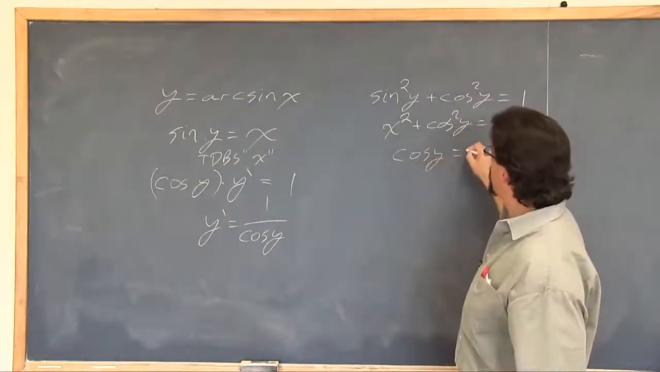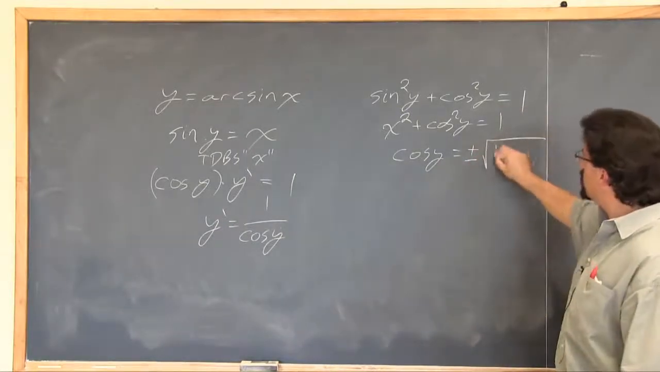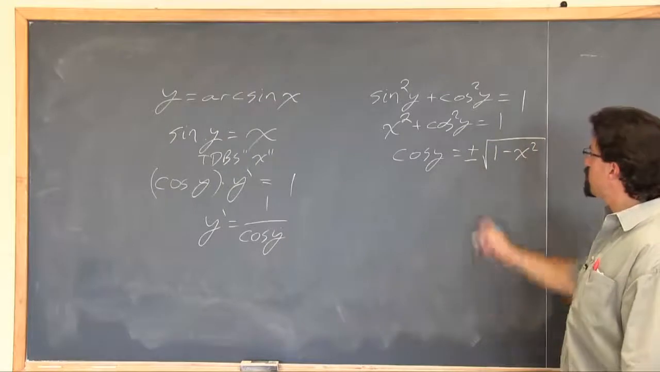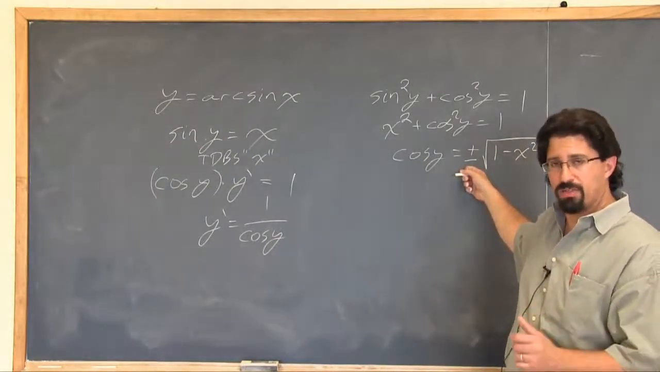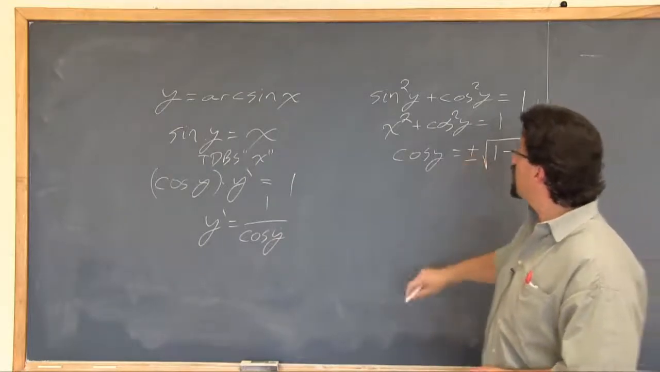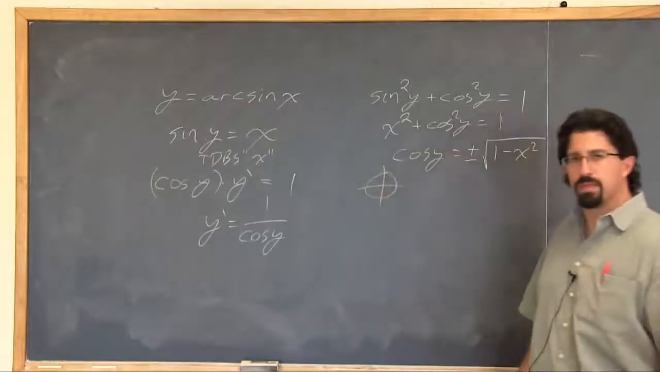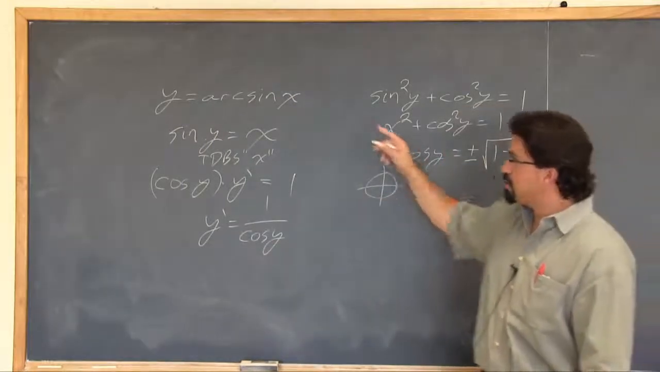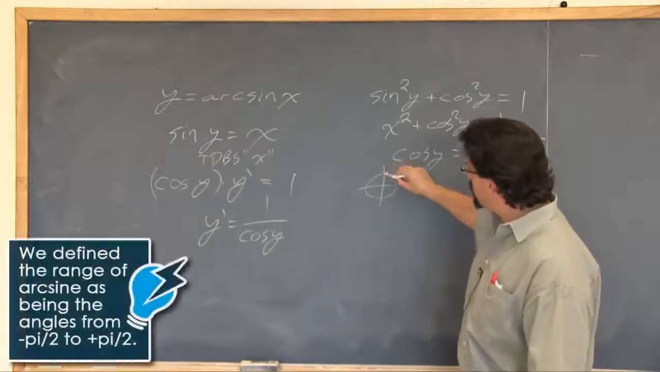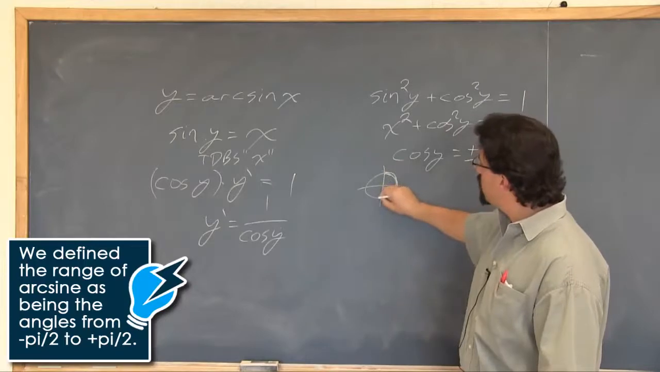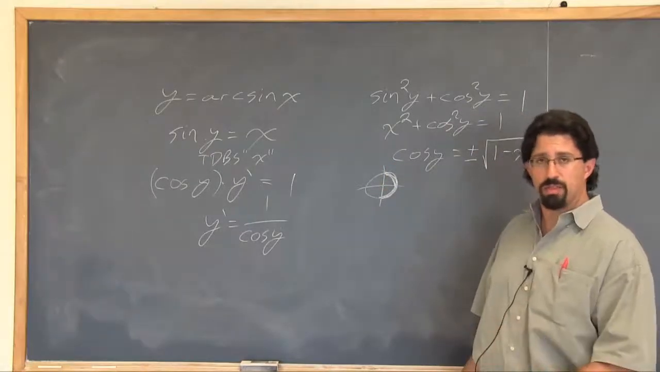I'll skip a step over here. Cos is plus or minus the square root of 1 minus x squared. That's almost perfect. I need to figure out whether it is a plus or a minus. Well, that's actually straightforward. I go to the unit circle. If I take the arcsine function, what does it give me? It gives me only angles from minus pi by 2 to positive pi by 2. That's it. Those are the only possibilities.